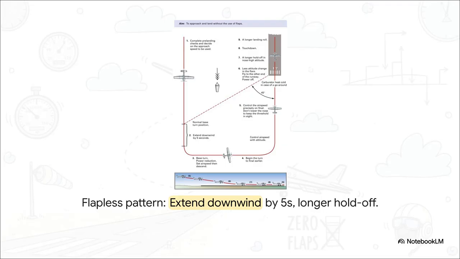To fly this flatter path, you have to adjust your pattern. Because your descent is so incredibly shallow without flaps, you can't turn base at your normal point. You actually have to extend your downwind leg by an extra 5 seconds or so before making your base turn. That gives you the necessary distance to gradually descend toward the runway.